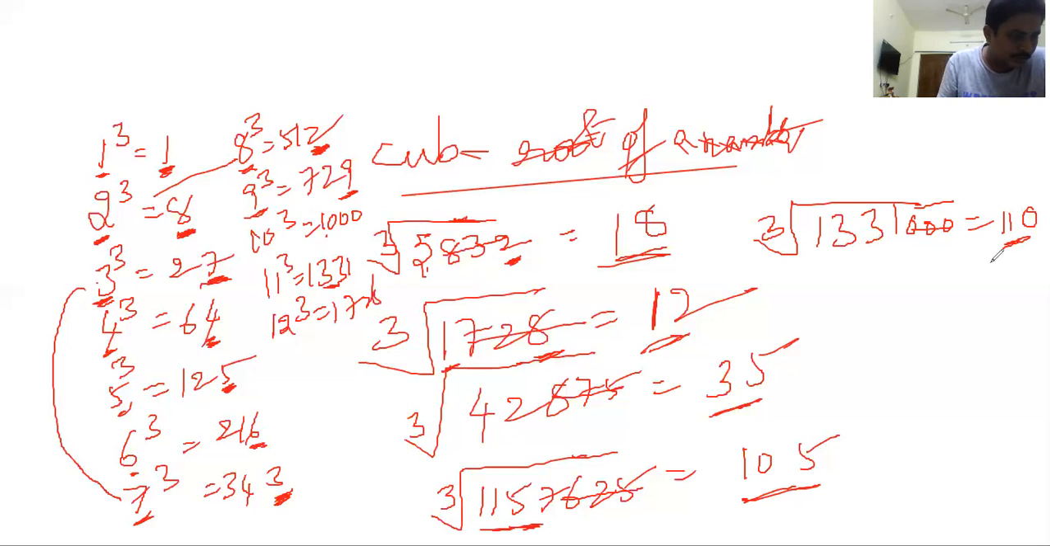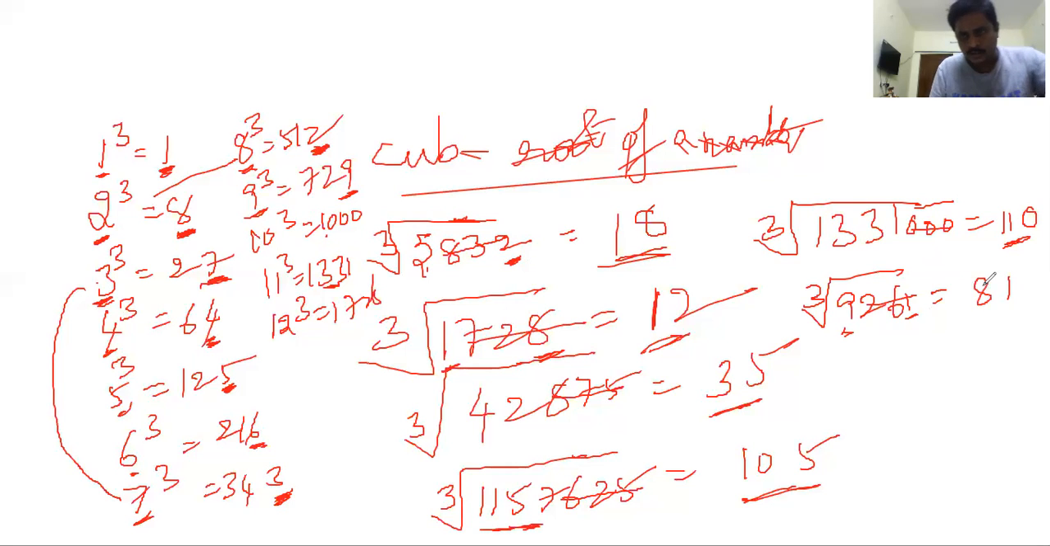Next, cube root of 9261. Last digit 1 means we get 1. Remove the last 3 digits, leaving 9. The nearest and lesser cube than 9 is 2 cube, which is 8. So 2, and the root is 21.